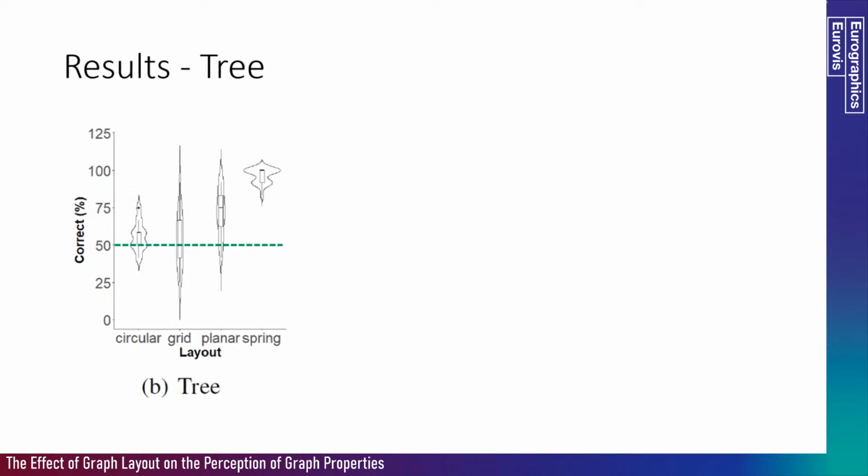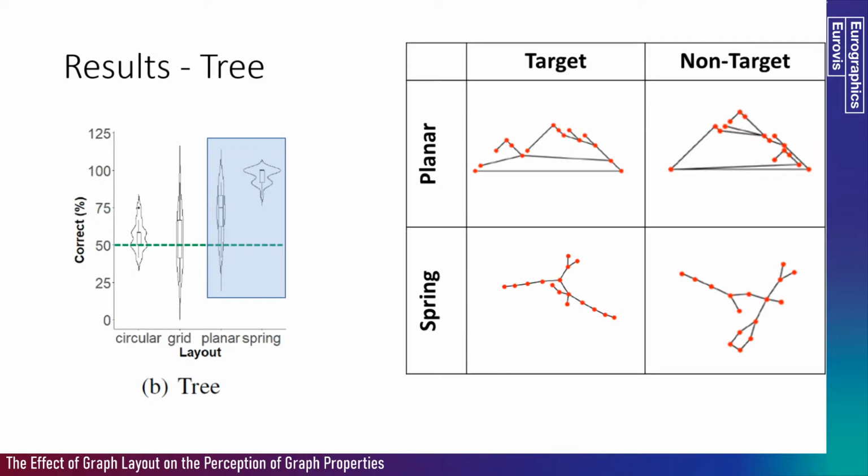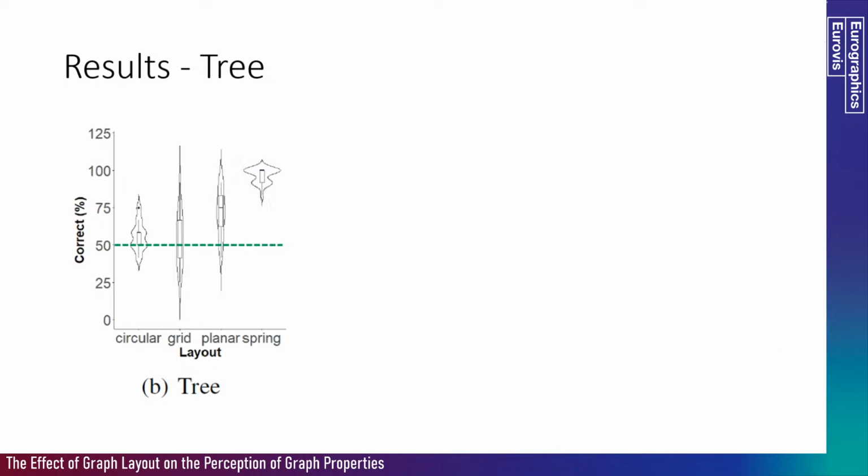For the tree task, it looks like the existence of cycles in the drawing mainly guided the participants when selecting the tree. This was also evident from the questionnaires. The pattern of the results here is similar to the connectivity task. The planar and spring layouts resulted in significantly better performance than the other 2. Moreover, the spring layout outperformed the planar, suggesting that the clear demonstration of the cycle facilitates performance.